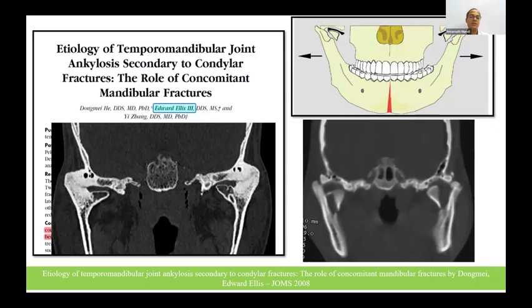I think in your patient, what has happened is that both condyles have fractured in the neck, and both of them have had medial deviation, which is quite apparent in the CT scan. You have an angulation of say 30 degrees, and then the fracture site has fused with the zygomatic arch and the glenoid fossa.